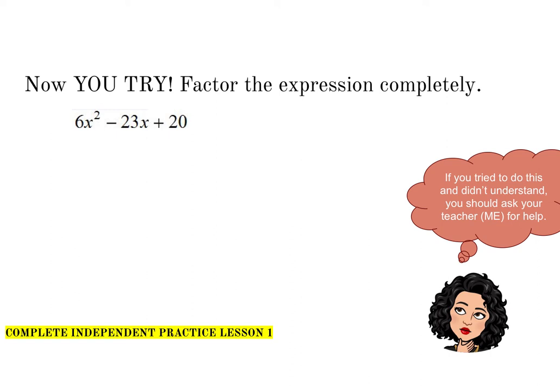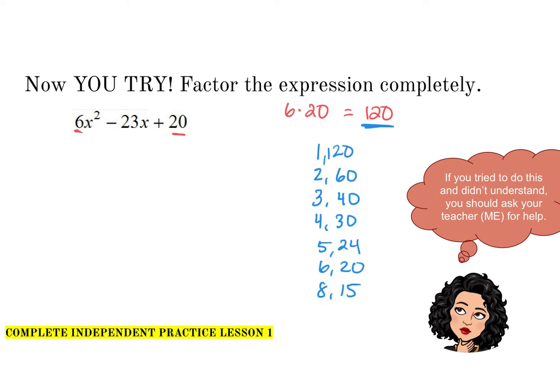Okay, so step 1 is to multiply your first and last term. So 6 times 20 gives me 120. Then you want to list factors of 120. I listed quite a few factors, and we want to identify which ones will multiply to give me a positive 120 but add up to give me a negative 23. So that means they all have to be negative factors. So 8 and 15, when you add up, gives me negative 23.